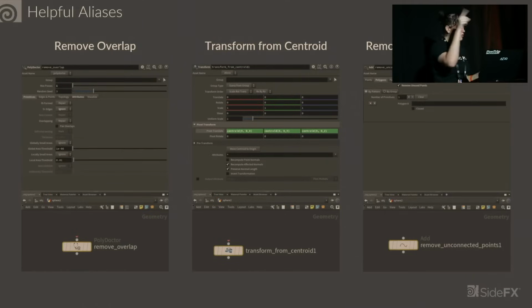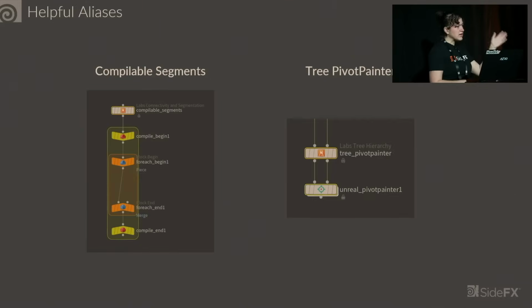So instead of clicking through all that every time you want to do it, you go into your tab menu, you type remove unconnected points, and there's the add SOP with everything configured already for you. Another thing: an alias is a name for a common chain of nodes. If you're familiar with using for each blocks, if you type in for each primitive, it'll drop down a for each begin and a for each end, and they're already wired for you. That in itself is an alias.